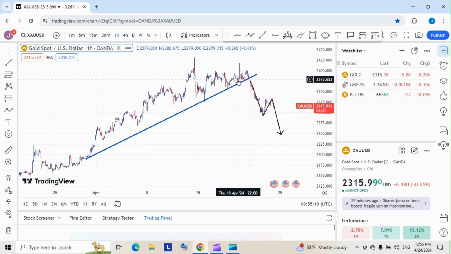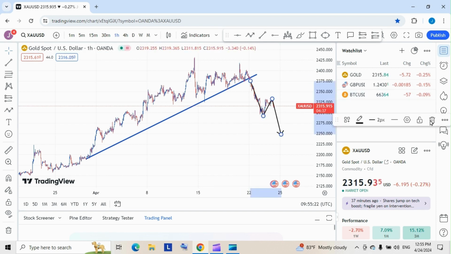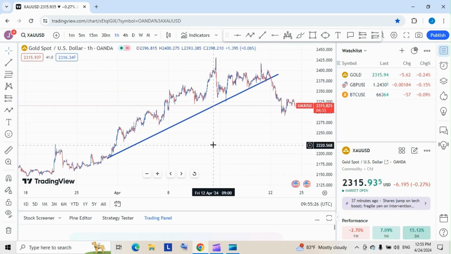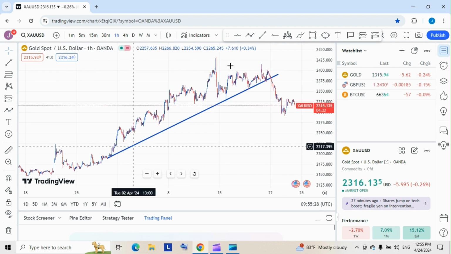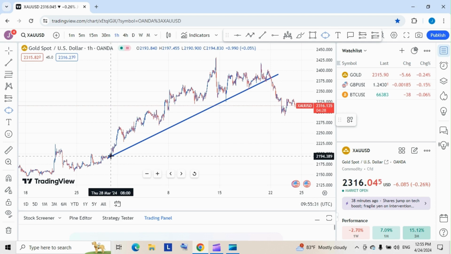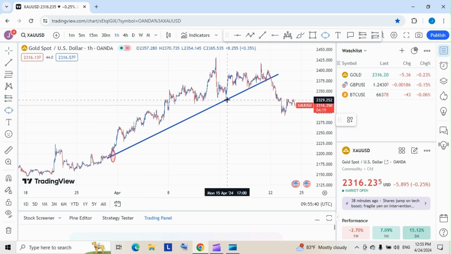You want to look at the trend line and make sure it touches the bottoms. You don't need to force a trend line at all. If it is there, it's going to be visible to you. Look, this is one, this is also another, another touch, and we also have another touch here. So this trend line is valid, but now it has been broken.